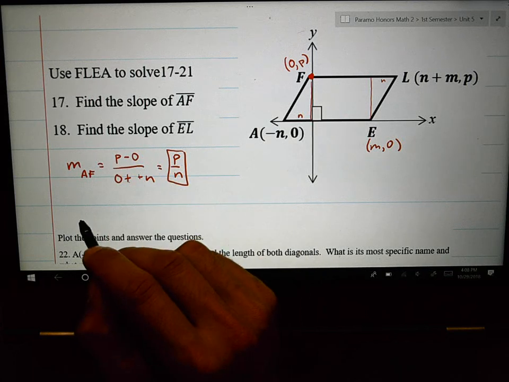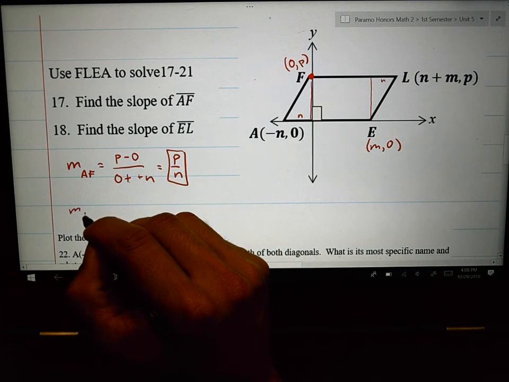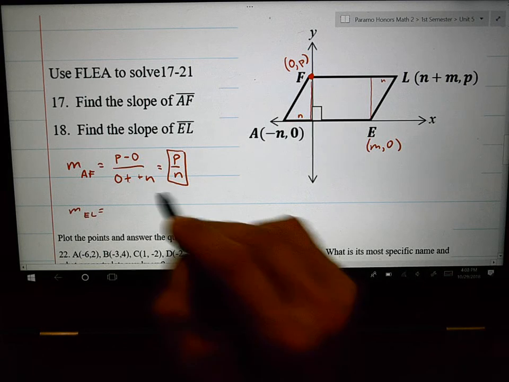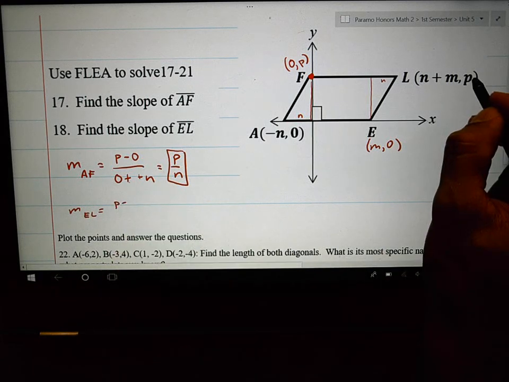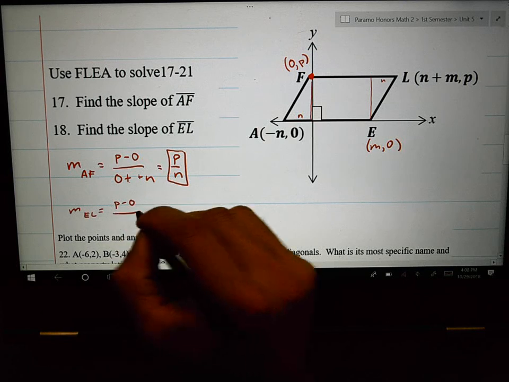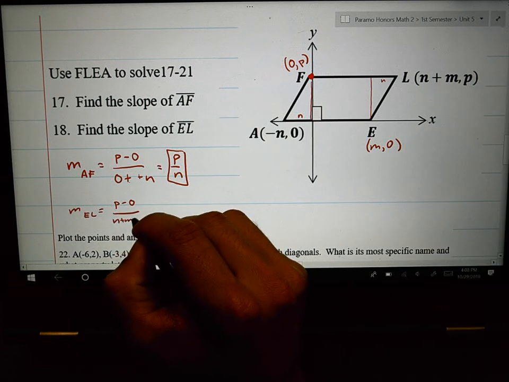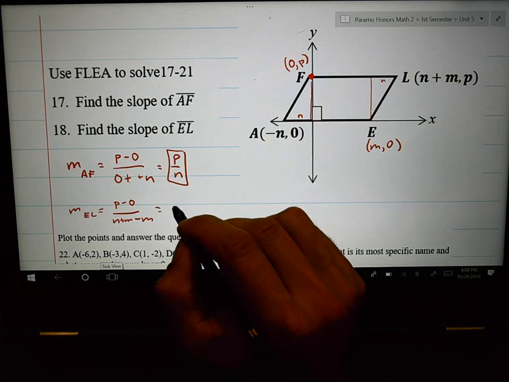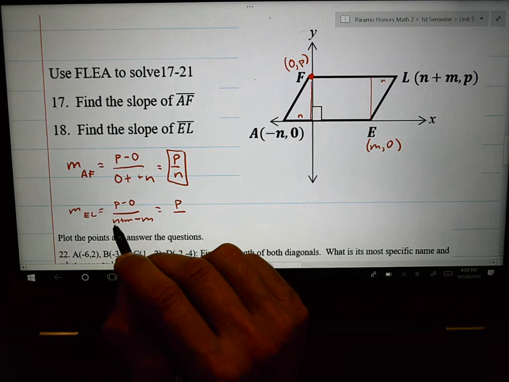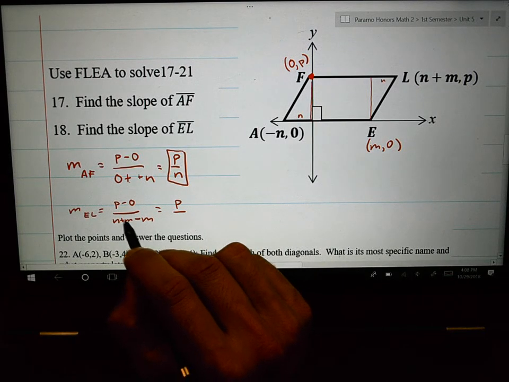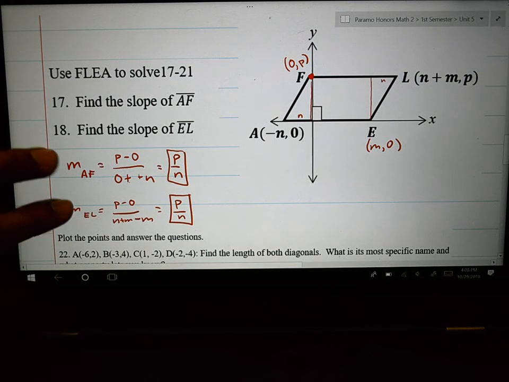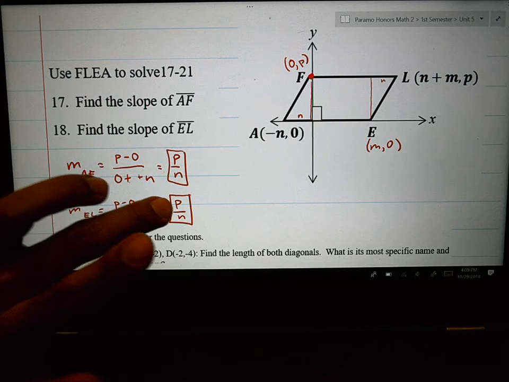Now we're going to find the slope of EL. We're going to use that same formula, y2 minus y1 over x2 minus x1. This one I'm going to use as y2, P. y2 minus y1 over x2, n plus m, minus x1, m. Let's simplify that. P minus 0 is P. n plus m minus m. I'm taking away an m. These m's cancel out. Guess what? So my slope of AF is P over n, and my slope of EL is P over n.